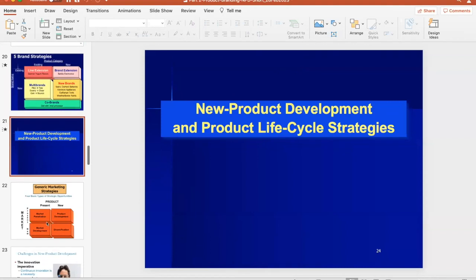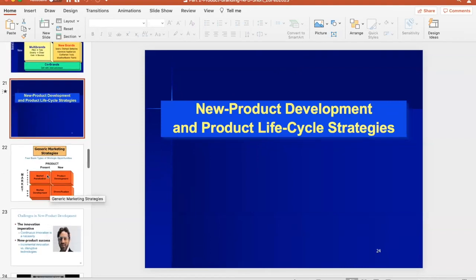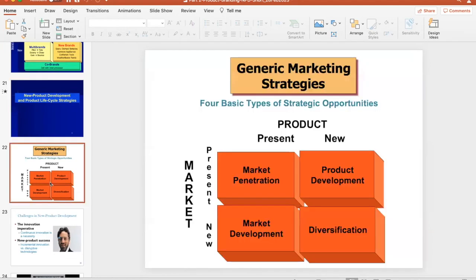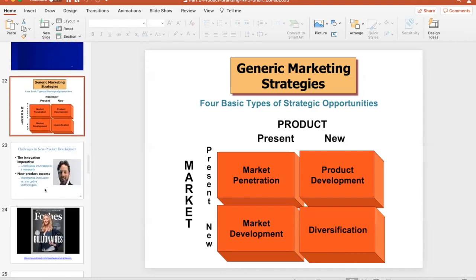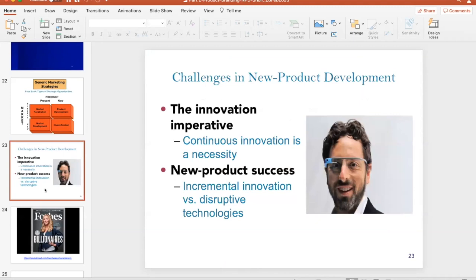So now I'll talk about new product development. The idea here is that you have to develop a new product because it's one of the main strategies. Businesses only grow because they have new products. So developing and growing is a necessity because that's the only way you succeed.